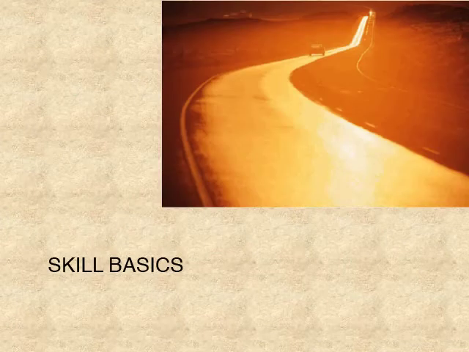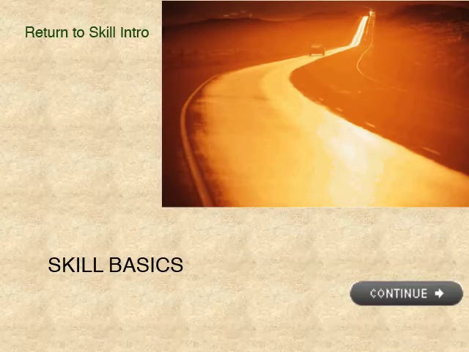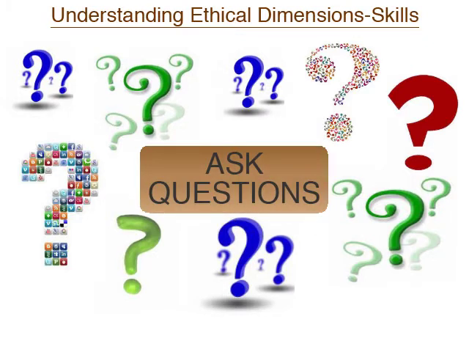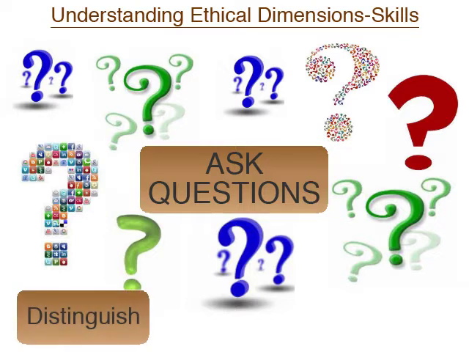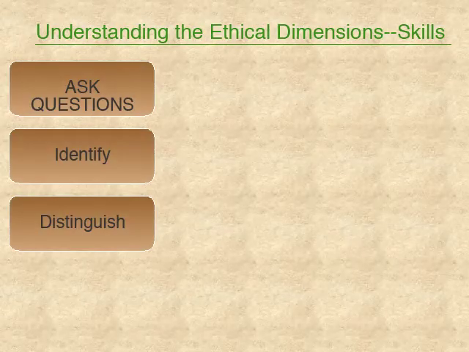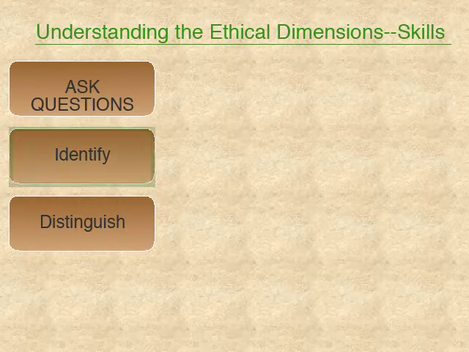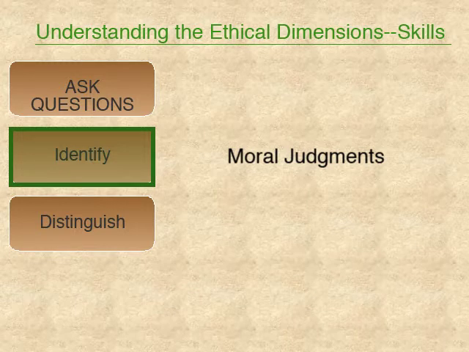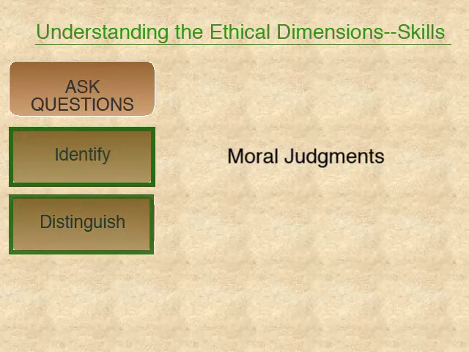This section defines the skill basics. All historical thinking skills involve asking questions. Understanding the ethical dimensions of history requires asking questions that will help you distinguish, identify, and evaluate. Two of these skills work together well: identify and distinguish. You want to be able to identify or recognize moral judgments in historical accounts, and you want to be able to distinguish moral judgments from other types of judgments.